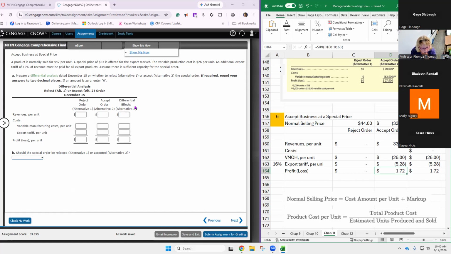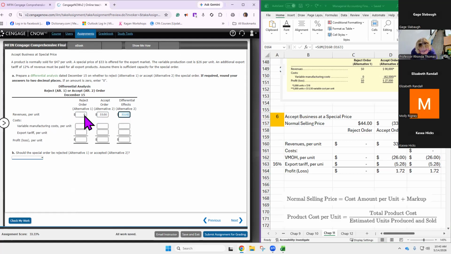And then we're going to look at it from alternative 2's point of view. So let's see what we have here. It says revenues per unit. If we reject the order, are we going to get a revenue? Nope. If we accept it, we're going to accept it for the $33 that it is. And then this is adding across this way. So the differential is $33 for accepting it.